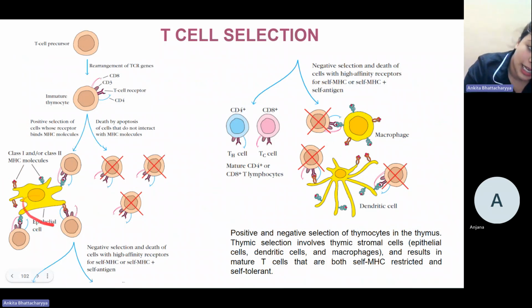What you see here is an epithelial cell. Let's consider it to be a macrophage for now. So this macrophage is presenting antigens via both class 1 and class 2 MHC molecules.